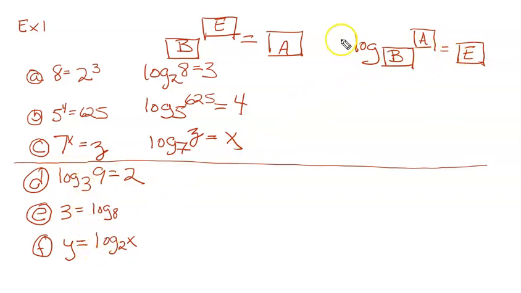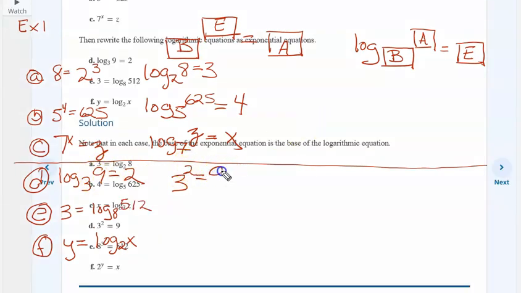Now, these are in log form. We want to convert it back to its exponential form. So what is our base here? 3. What is our exponent? 2. What is our answer? And that would be 9. In example E, what is our base? 8. Our exponent is 3, and that equals our answer, 512.